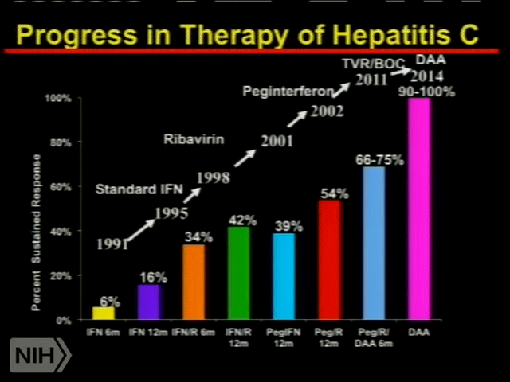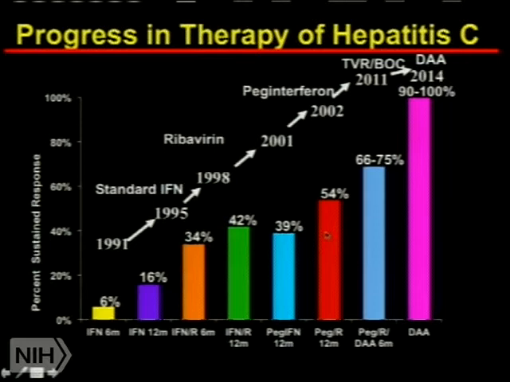So this is my last slide, just to show you the progress that we've made in therapy of hepatitis C. When I entered the field, back in the early 90s, we could only cure about 6% of individuals. The first big development was the addition of ribavirin to the regimen, where we were able to increase the response rate to about 42%.